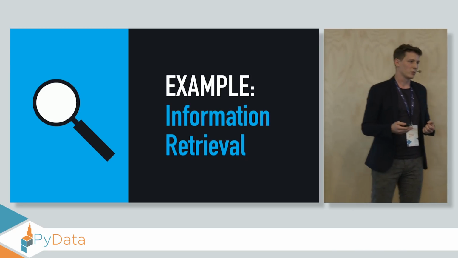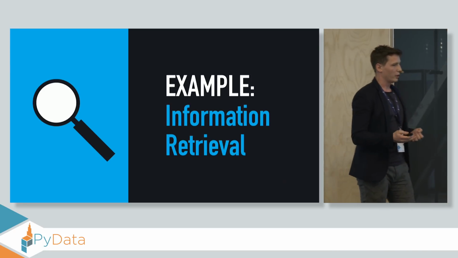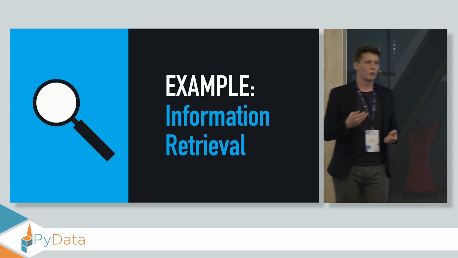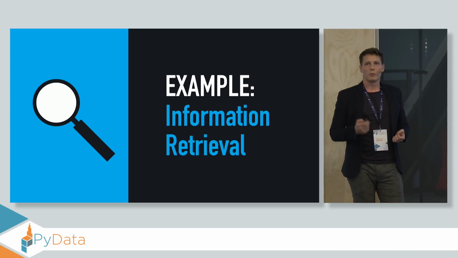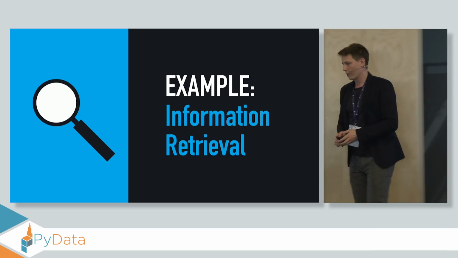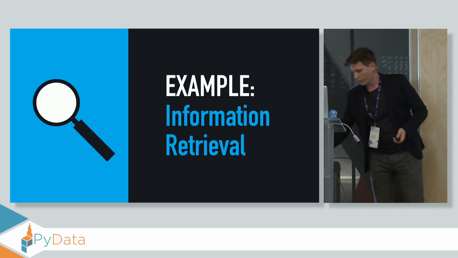There's a library from Spotify which is called Annoy, and it enables you to look for approximate nearest neighbors. I'm sorry for my voice. I'm a bit sick.